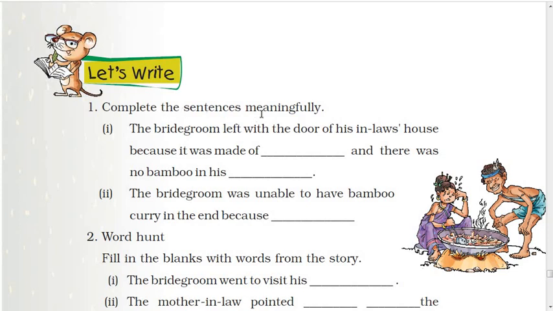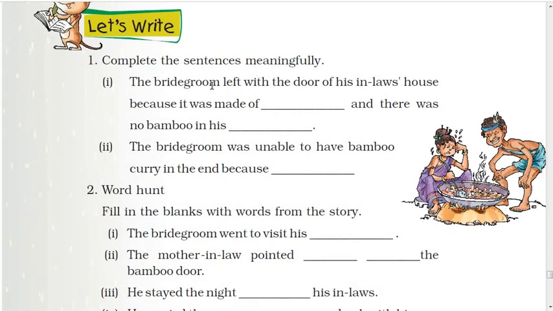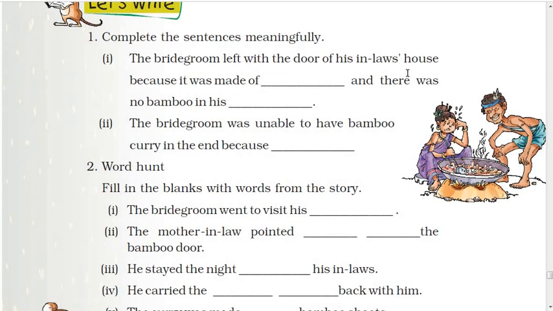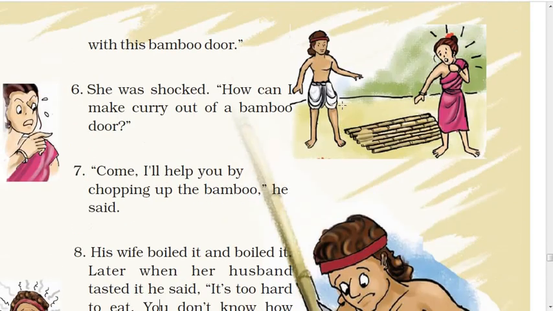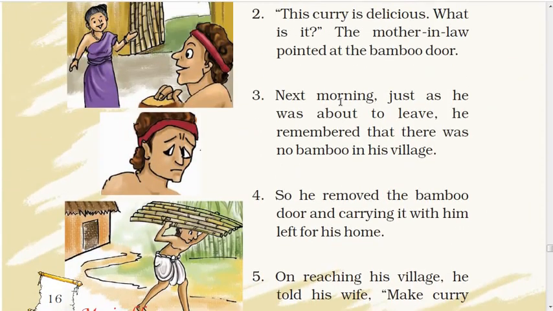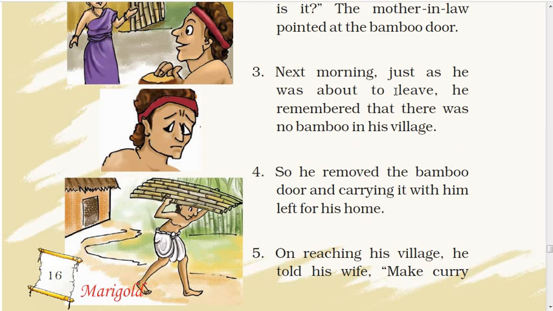So now complete the sentences meaningfully. The bridegroom left the door of his in-laws' house because it was made of. You all know the answers. And there was no bamboo in his. I even pronounced this particular word. I told you how to pronounce this word. Okay, let me take you to the text. Here it is. He removed the bamboo door. And why? Because there was no bamboo in his village.